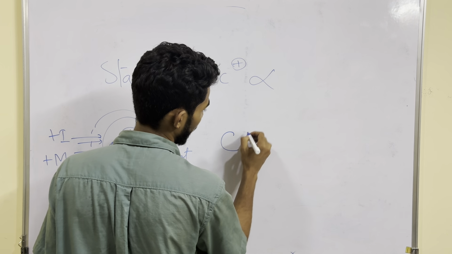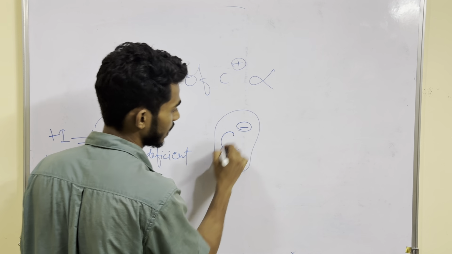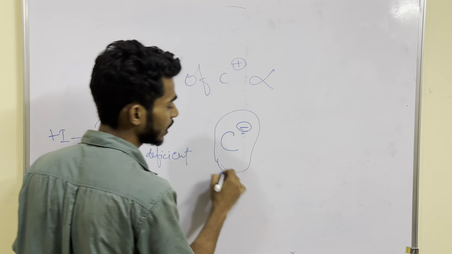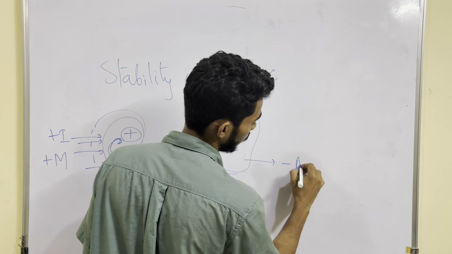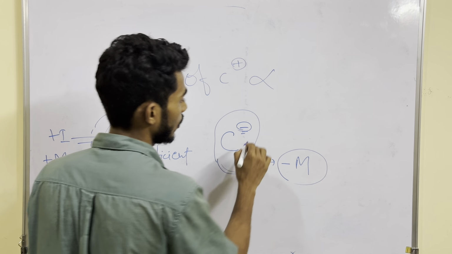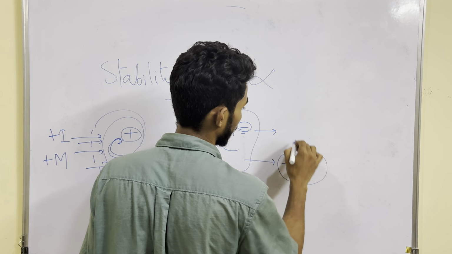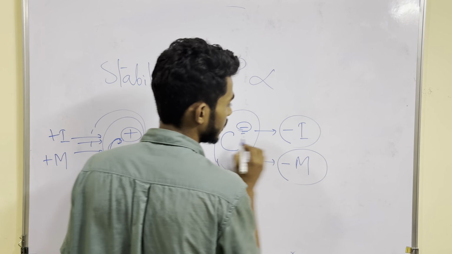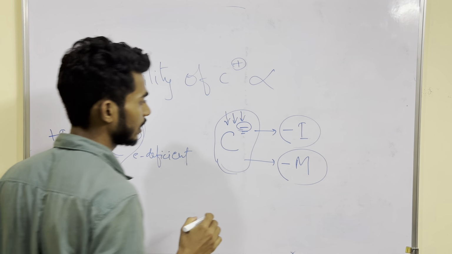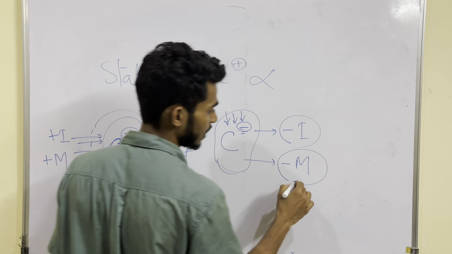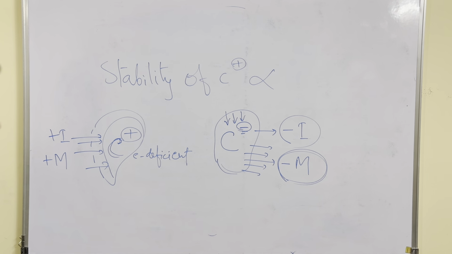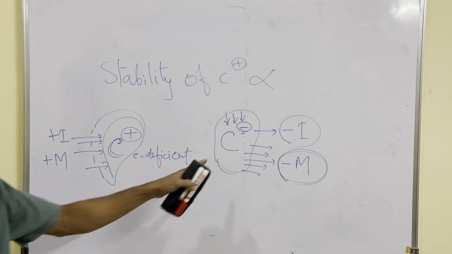But in the case of carbanion, what will happen? It is already rich in electron. So we need to either decrease the electron density or withdraw the electron. To withdraw the electron, we will use which type of group? The group which will show the minus M effect. Or we will use which type of inductive effect? The group which will show minus I effect. This minus I effect will lead to the decrease in electron density in the central atom and ultimately lead to the stability. And this minus M effect will try to withdraw the electron, and ultimately it will also cause the stability of carbanion.